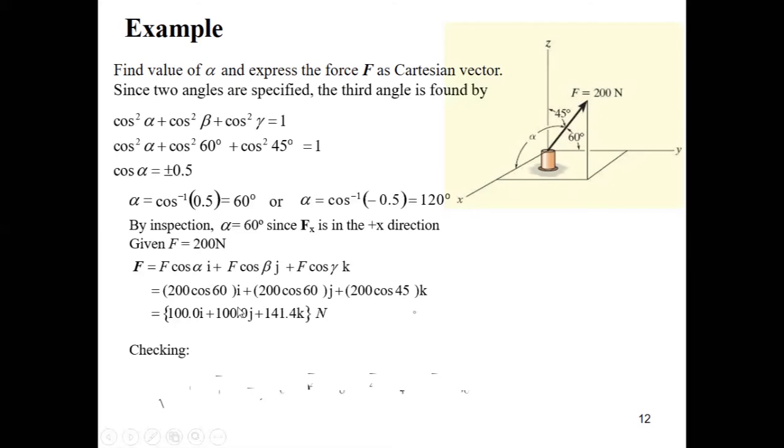Okay. Is this calculation correct or not? We can check that. How? Let us find the magnitude of this. The magnitude or modulus F equals the square root of fx squared plus fy squared plus fz squared. So fx is 100, fy is 100, fz is 141.4. If we calculate, this is 200 Newton, meaning our calculation is correct. In this way, you can verify whether your answer is correct or not.